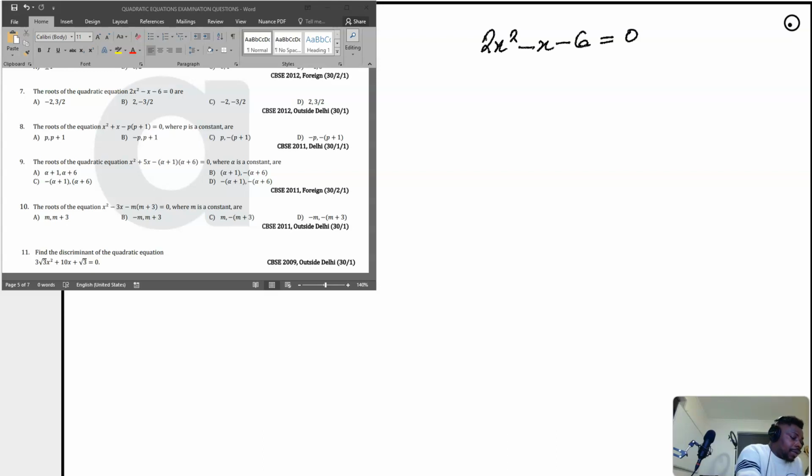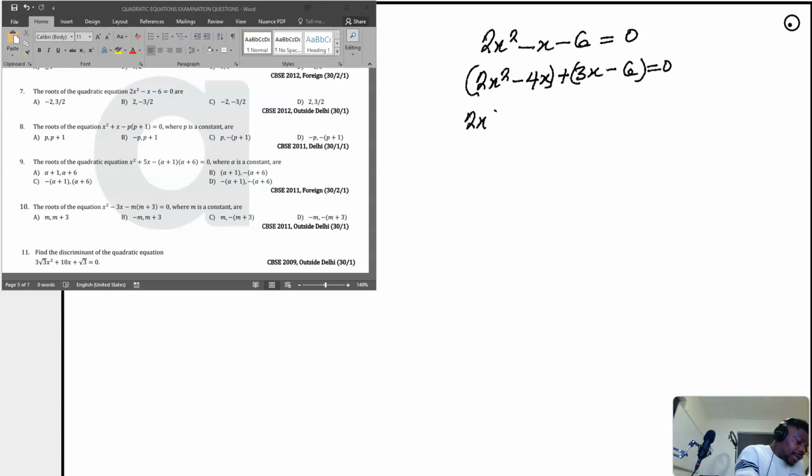Now the next question, the root of the quadratic equation 2x squared minus x minus 6 is equal to 0. So we want to find the roots. I can just use factorization method for this one. So 2x squared minus 4x plus 3x minus 6 equals 0. For those of you that have not seen my video on factorization method, click on the top right hand corner of this video so you see it.